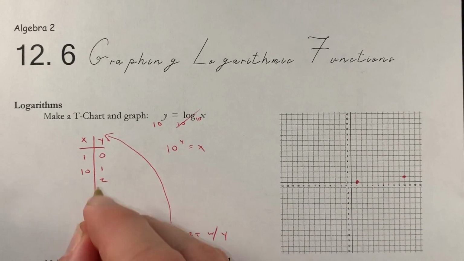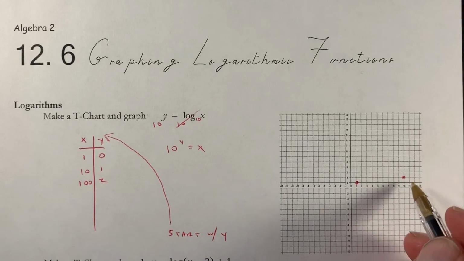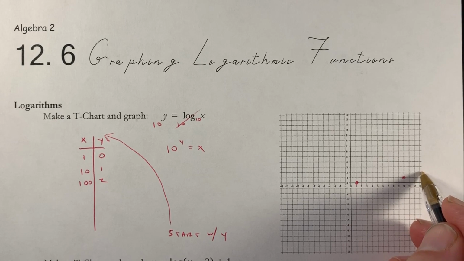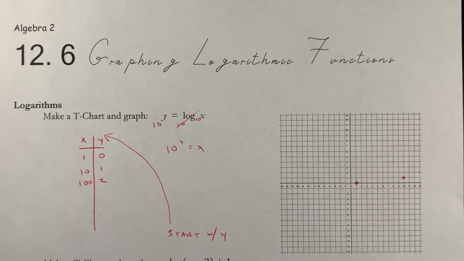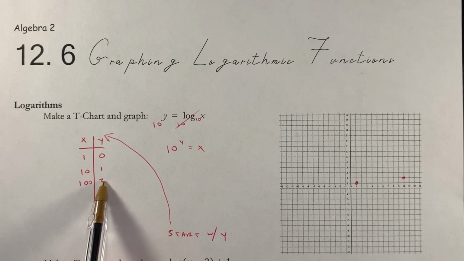Then 10 to the second power. 10 to the second power is 100. So that means we would have to go all the way out to 100 before we reach a height of 2. So on this graph, we'll never see it reach a height of 2. Okay, now we're not going to go any farther out than 10 to the first.